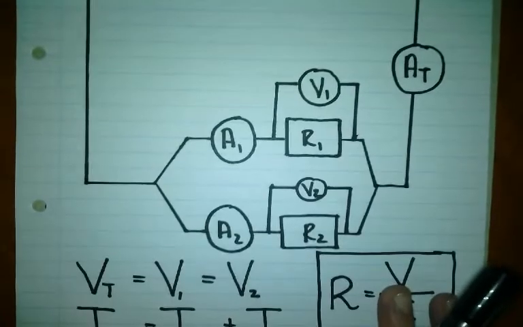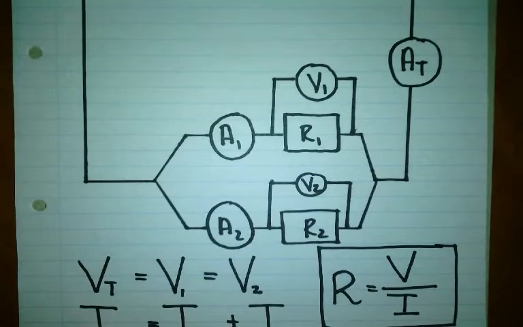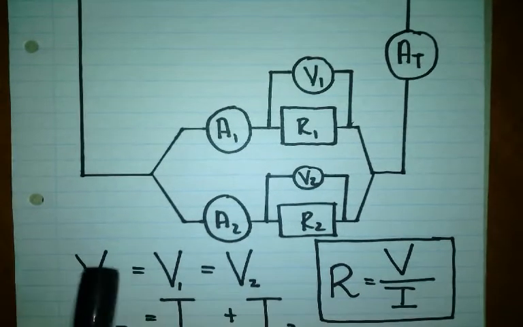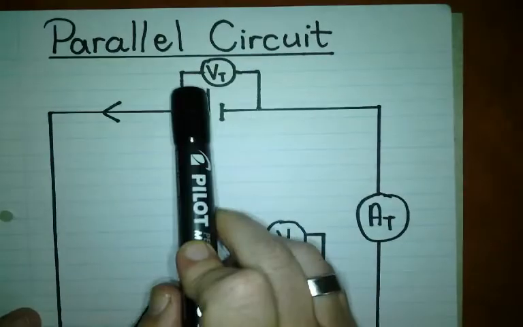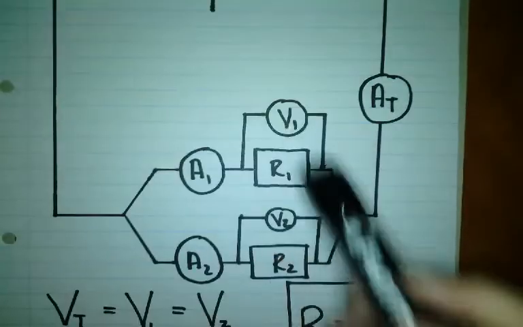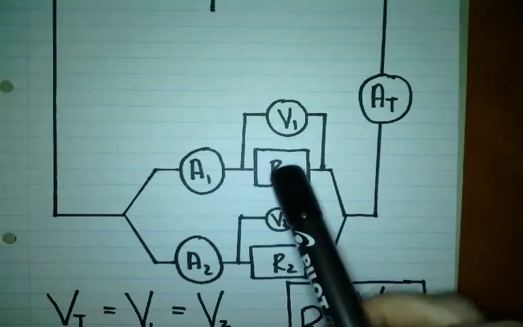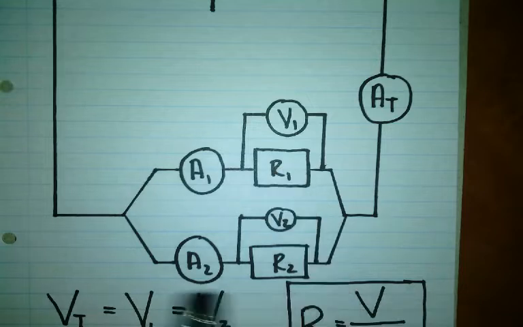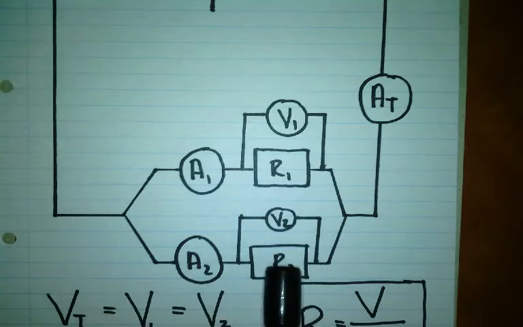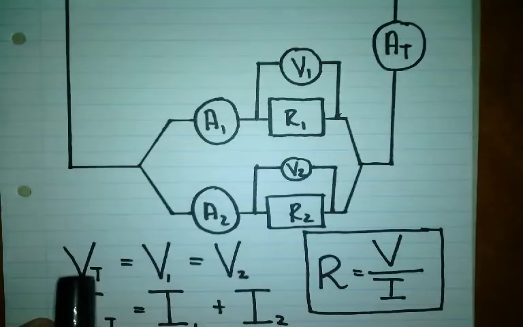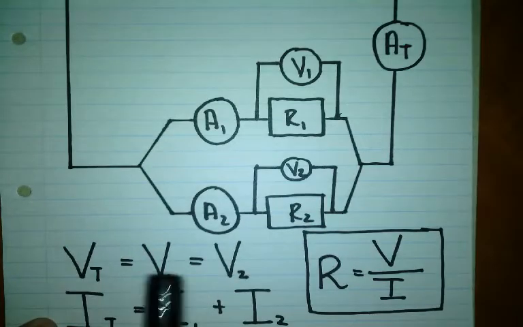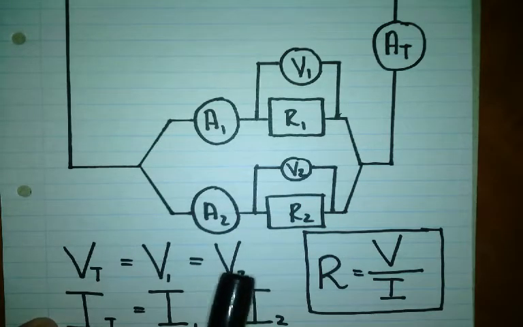And that brings us to the first mathematical relationship in a parallel circuit. So, the total volts, the energy given by the cell, is equal to the energy given by the electrons to resistor 1, is equal to the energy given by the electrons to resistor 2. So, V total is equal to V1 is equal to V2.